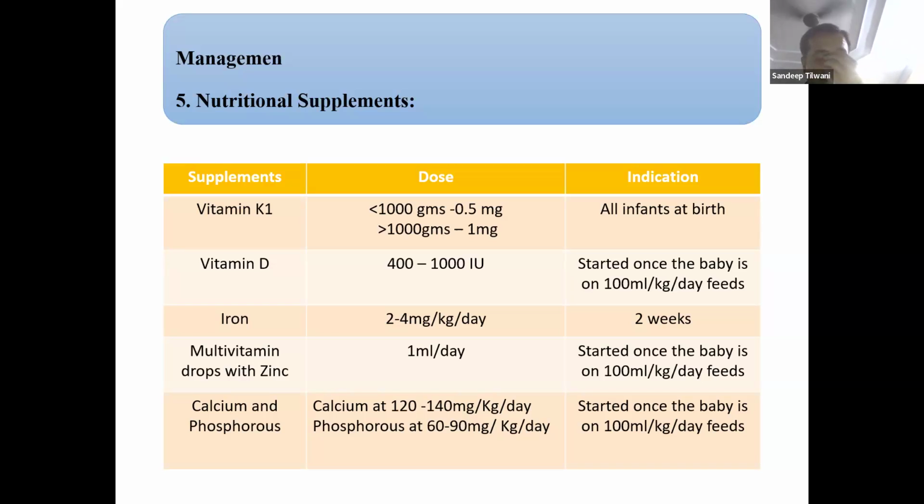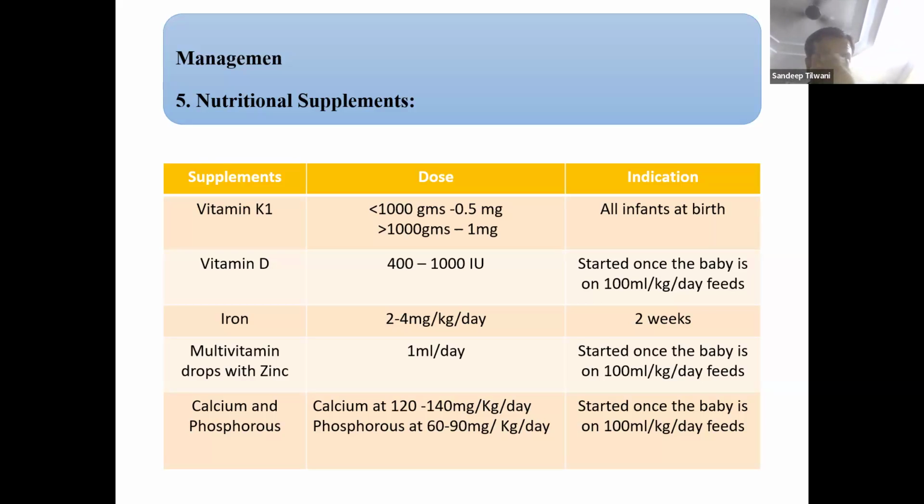Again, multivitamins also we need to supply. The multivitamin drops which are available in the market are such that 1 ml would suffice the recommended dietary allowance. Once the baby attains a feed of 100 ml per kg per day, we tend to provide multivitamin drops for these babies. And also calcium and phosphorus supplementation is started once the baby attains 100 ml per kg per day feeds. Calcium we start at 120 to 140 mg per kg per day, and phosphorus at 60 to 90 mg per kg per day.